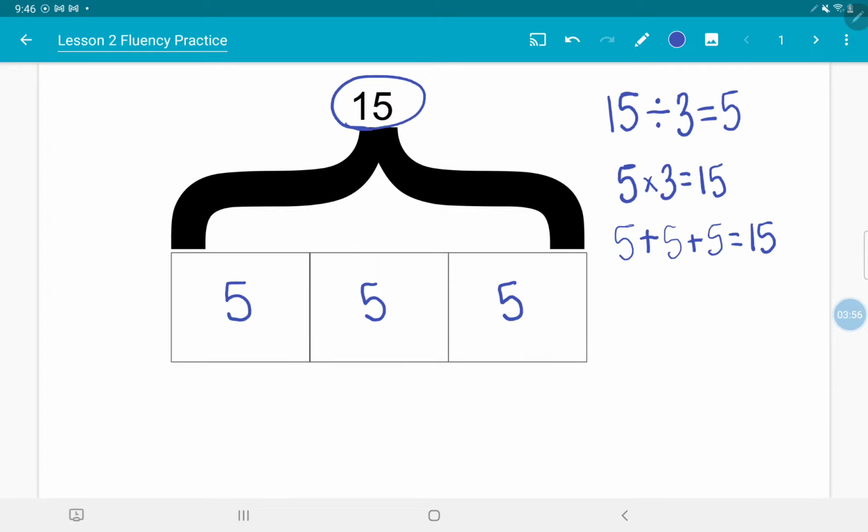So how many different ways did we express or write equations to match this diagram, Christopher? 3. We made 3 different equations that match this picture. We wrote a division equation, a multiplication equation, and repeated addition. Okay, I want you to erase your work mat, and I'm going to show you another one.